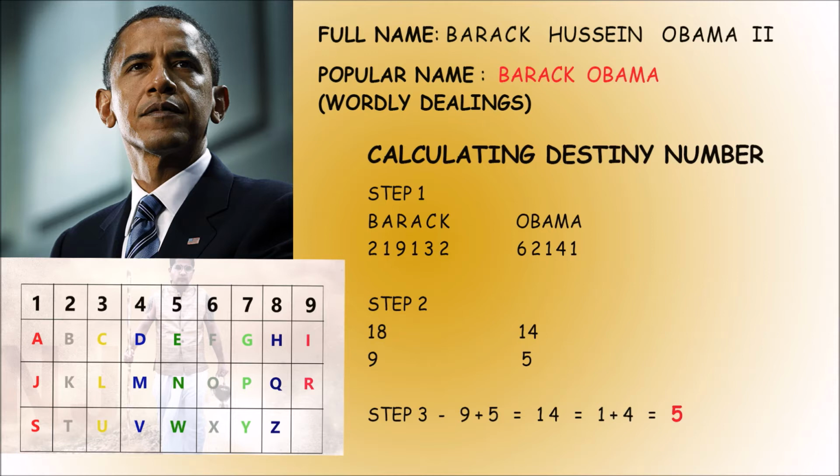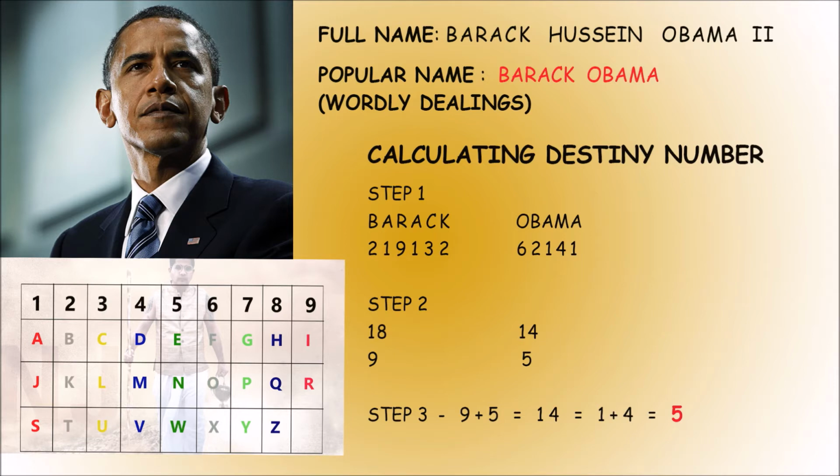In step 2, you have to add the numerical values of each part of the name separately and reduce it to a single digit. In this way, you will get one single digit number for each part of the name. Adding all the numerical values of Barack, we get the answer 18, and by adding the numerical values of the surname Obama, we get the answer 14. Now 18 can be reduced to a single digit as 9, and the last name Obama can be reduced to a single digit as 5.